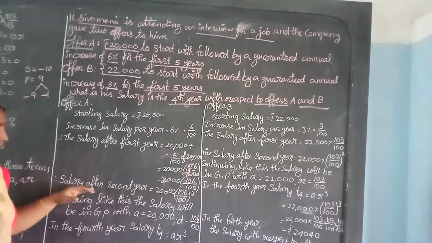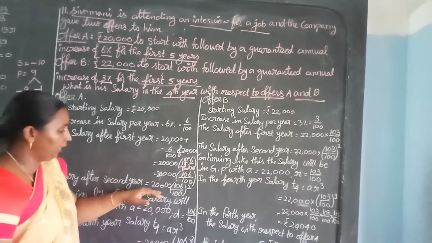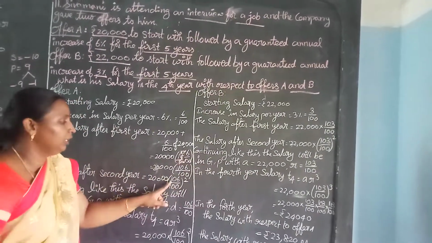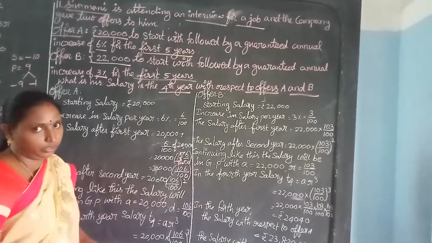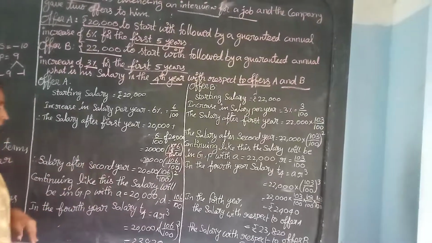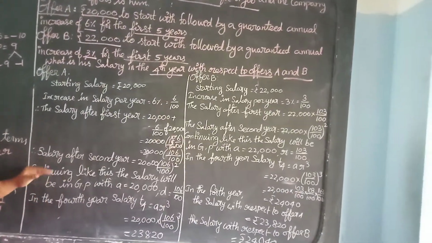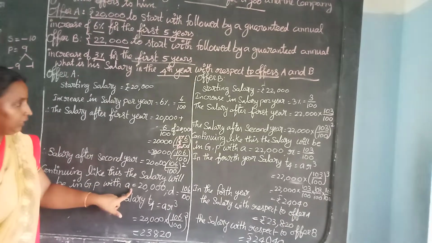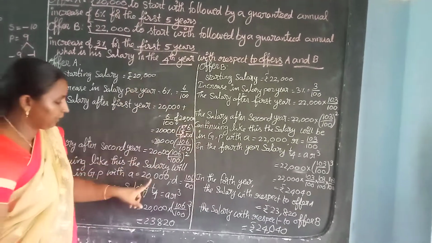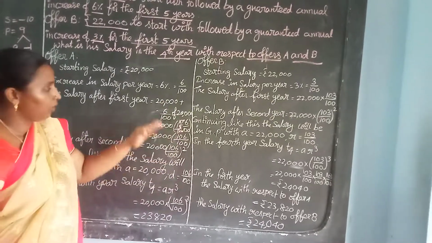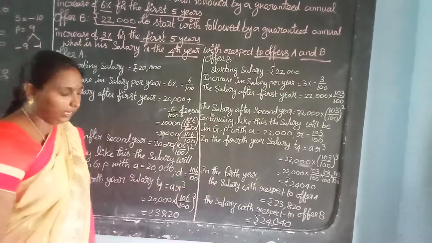So salary after second year. So 20,000 into 106 by 100 in the first year, no? So 106 by 100 whole square. 20,000 into 106 by 100 whole square will be the salary after second year. So continuing like this, the salary increase will be in GP. That is A equal to first salary 20,000. How much it is increasing? That ratio. Common ratio is 106 by 100.